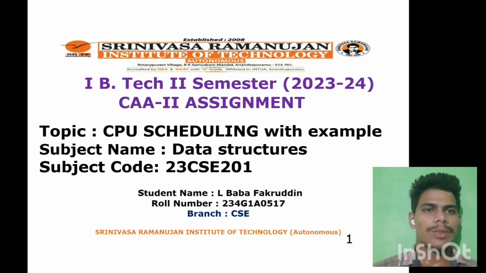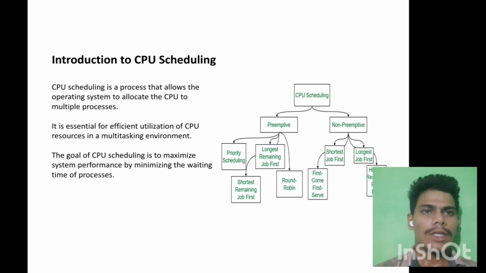My topic is CPU scheduling with an example. Introduction to CPU scheduling. CPU scheduling is a process that allows the operating system to allocate the CPU to multiple processes. It is essential for efficient utilization of CPU resources in a multitasking environment. The goal of CPU scheduling is to maximize the system performance by minimizing the waiting time of processes.